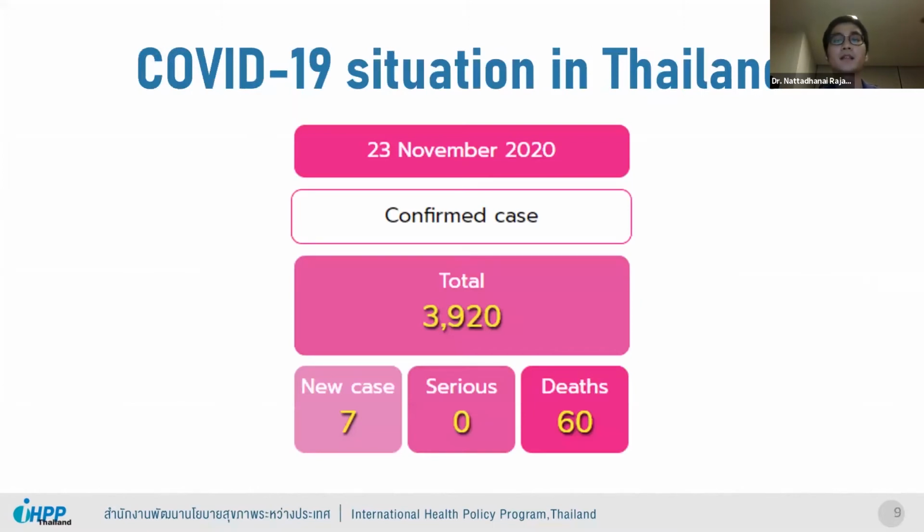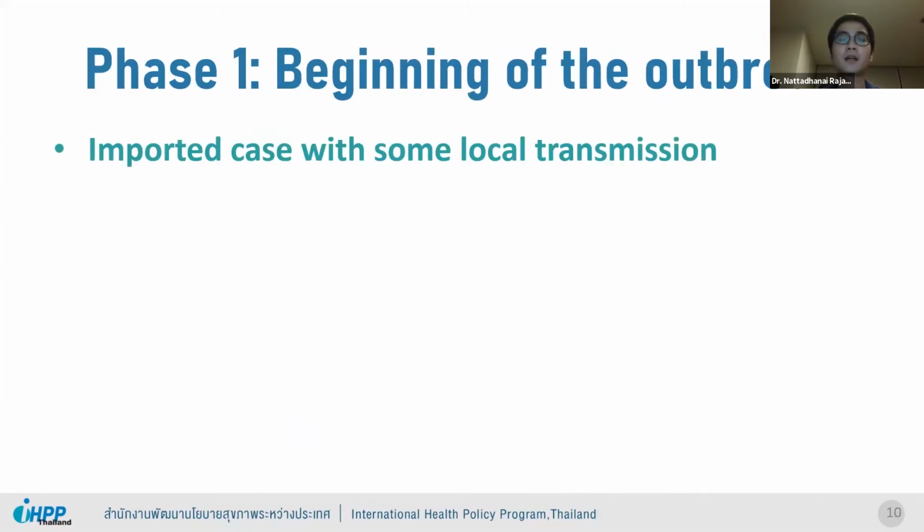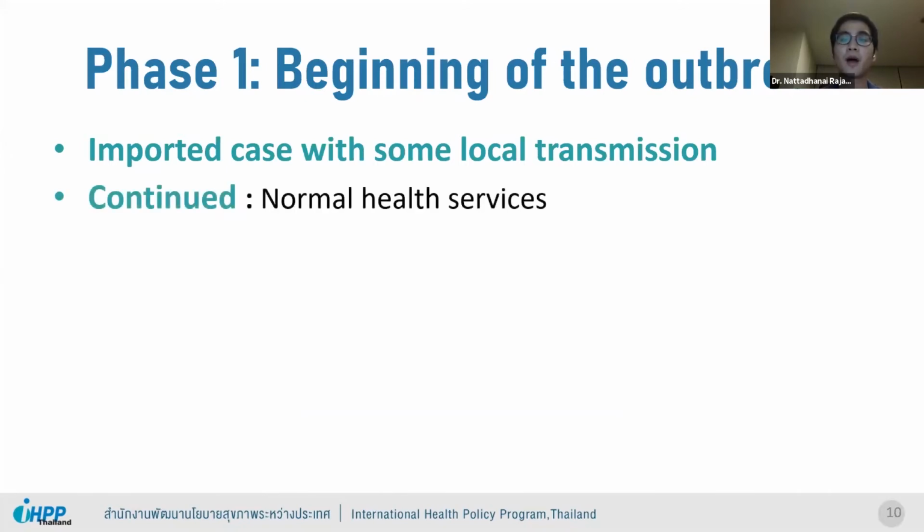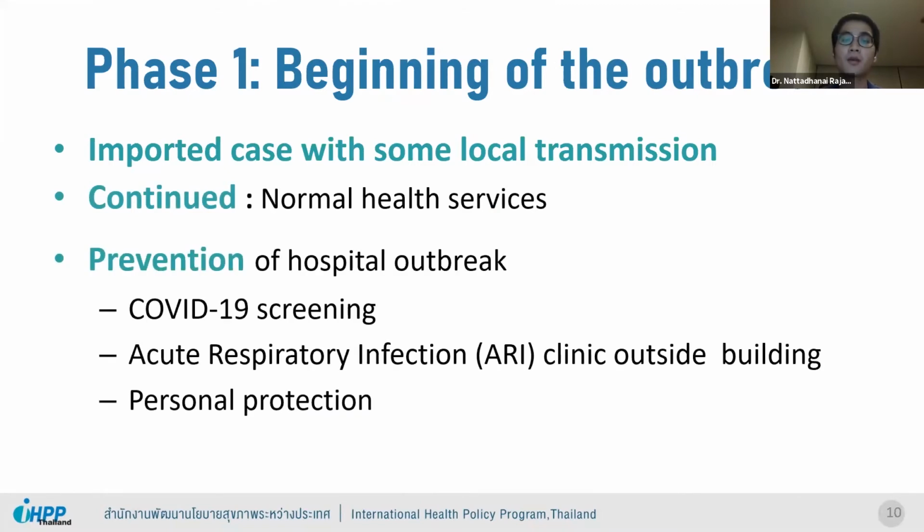This is the COVID statistic as of today. Thailand has only 3,900 cases since the beginning of the year. At phase 1, the COVID situation in Thailand was under control. Most were imported cases with only some local transmission. Hospitals continued to provide normal service while setting up infection prevention.